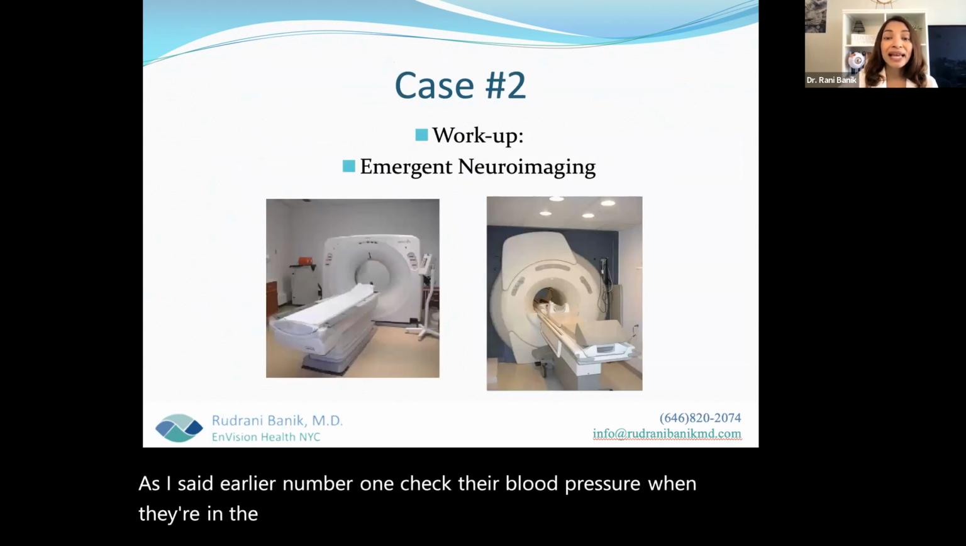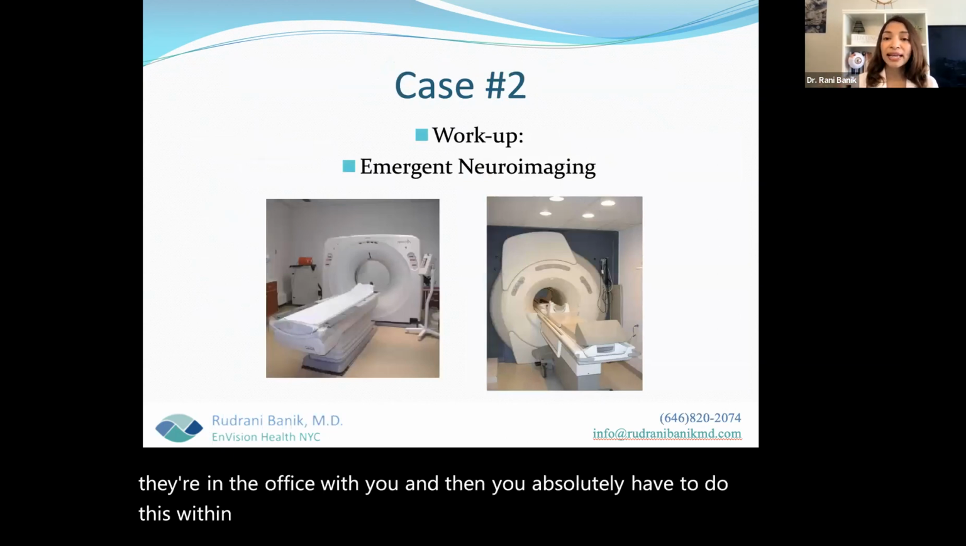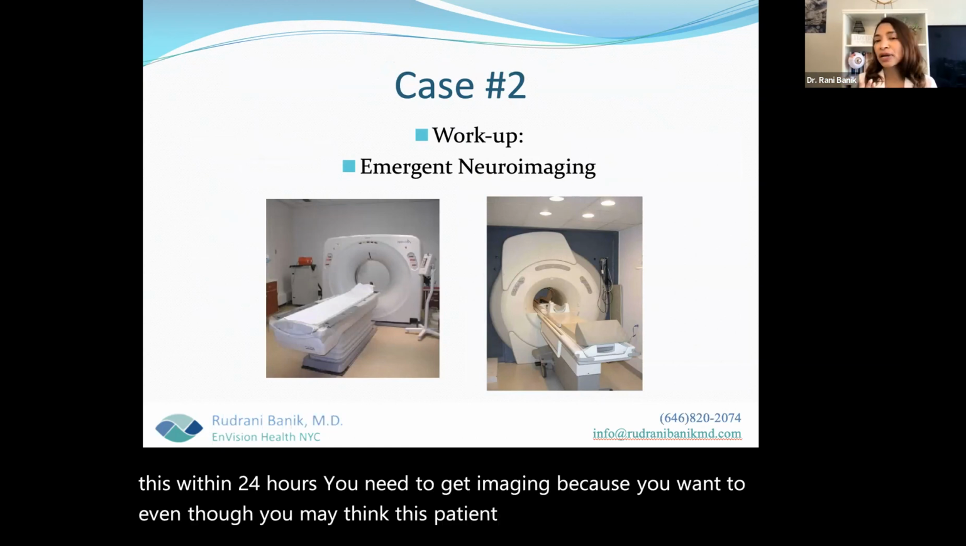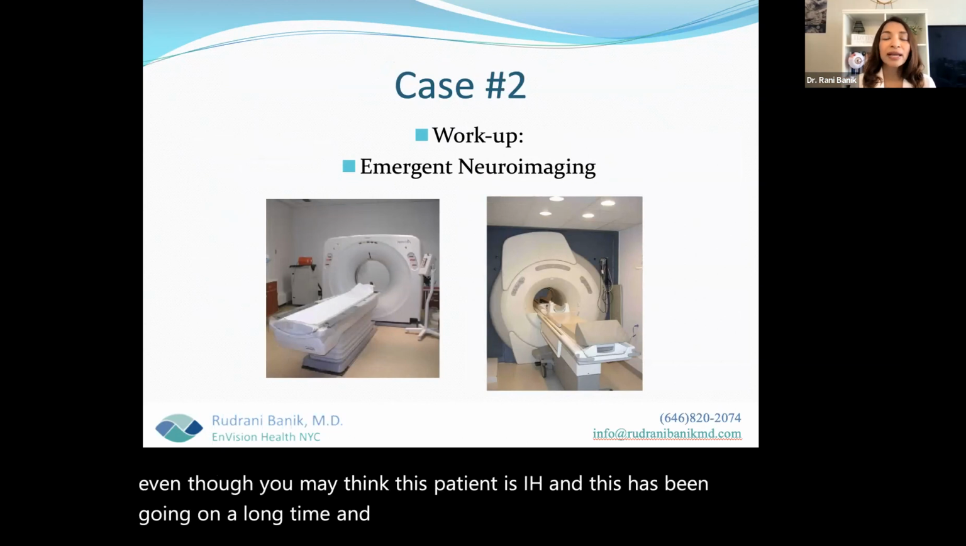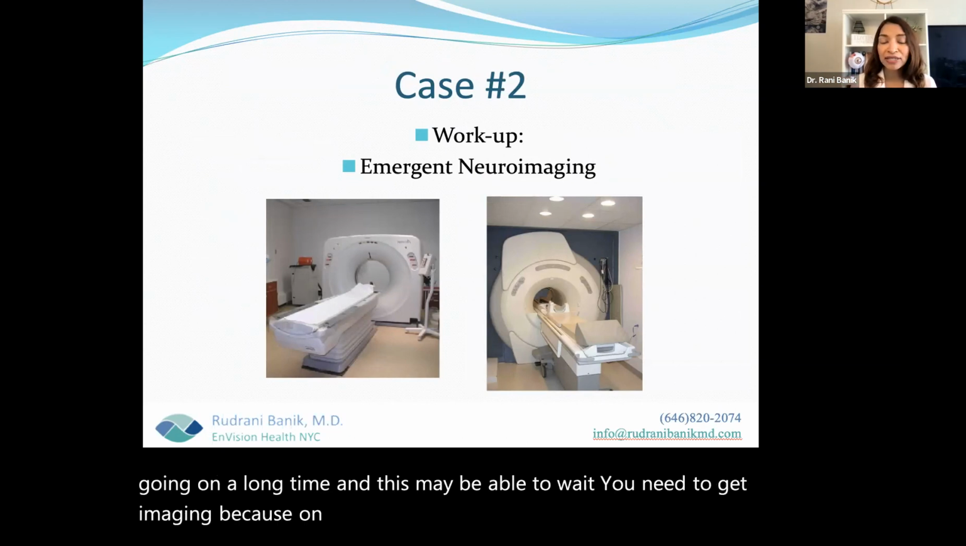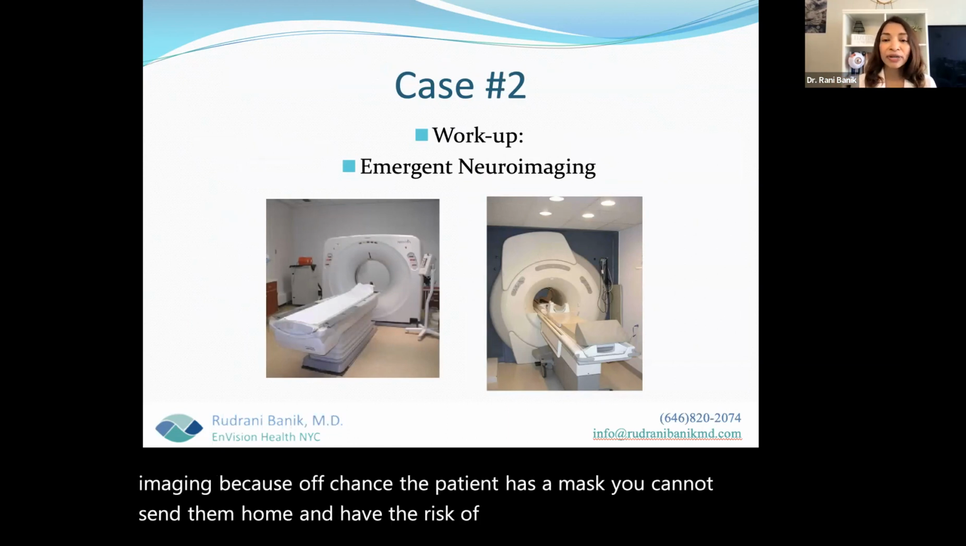And then you absolutely have to do this within 24 hours. You need to get imaging because, even though you may think this patient is IIH and this has been going on a long time and this may be able to wait, on the off chance the patient has a mass, you cannot send them home and have the risk of them potentially herniating overnight. You can't do that. You need to get a scan.